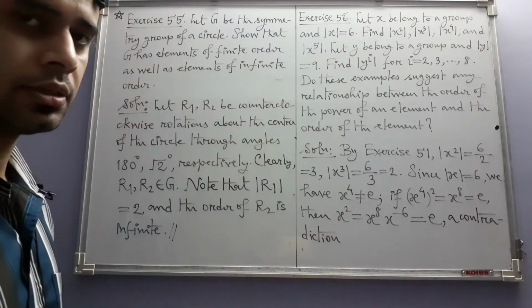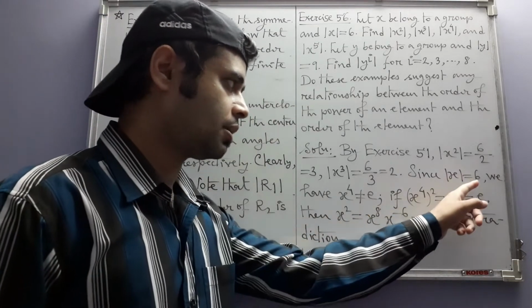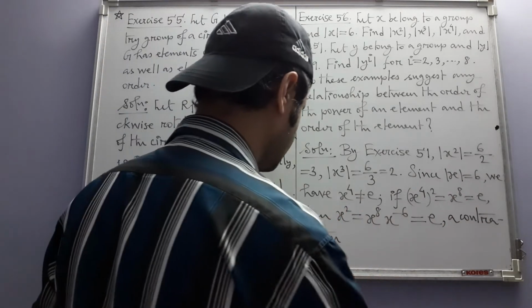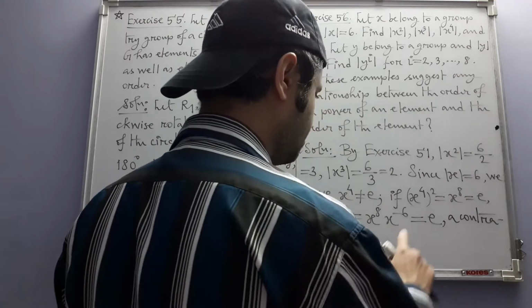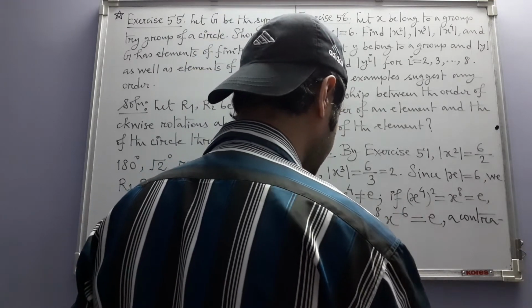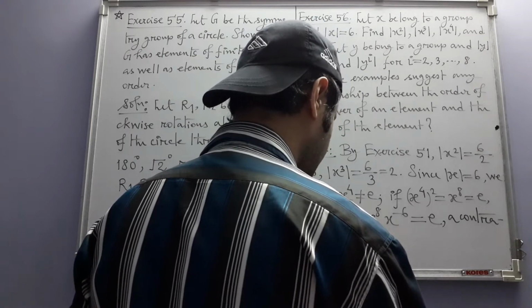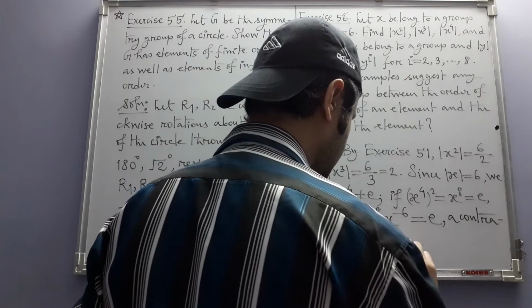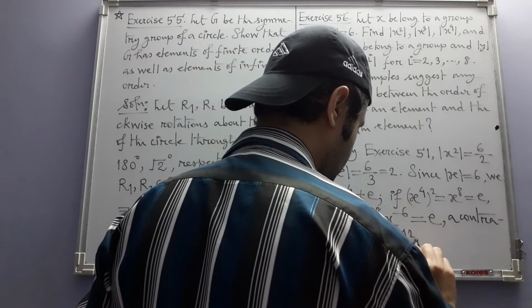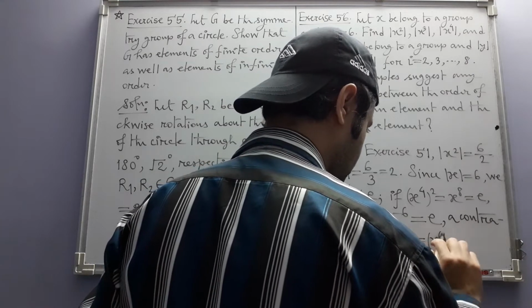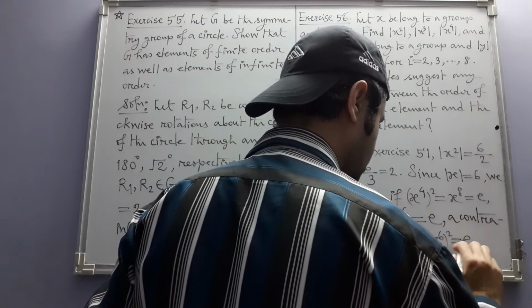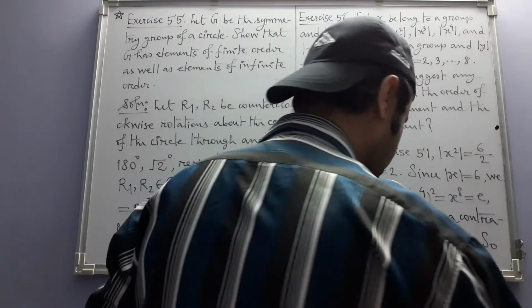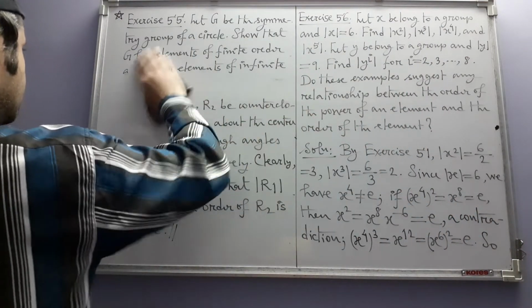Why is it a contradiction? It's because the order of x is given to be 6, so x squared cannot be equal to the identity. That thing is contradicted. So that means x to the power 8 cannot be equal to the identity. And what about the third power? This becomes equal to the identity. So the order of x to the power 4 is 3.